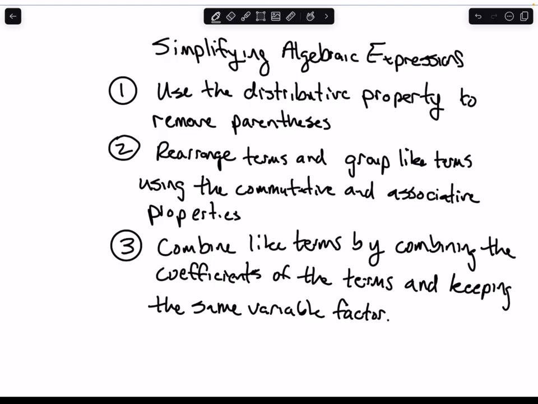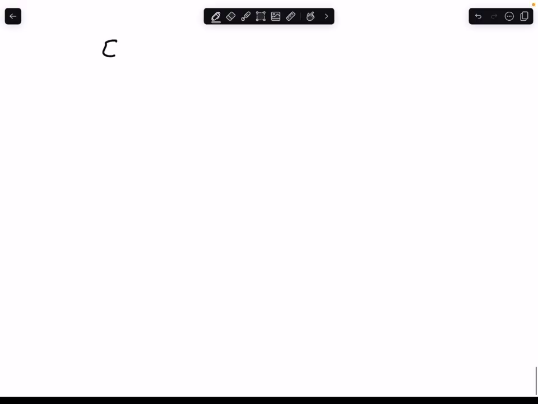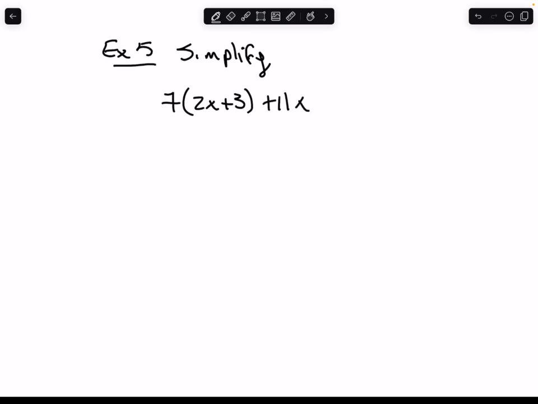Okay, let's try an example. Example number 5, we want to simplify the algebraic expression 7 times 2x plus 3 plus 11x. The first thing we want to do is distribute to get rid of those parentheses, so we distribute the 7 to the 2x. 7 times 2x is 14x, and then we distribute the 7 to the 3, and we get 7 times 3, which is 21, plus 11x.